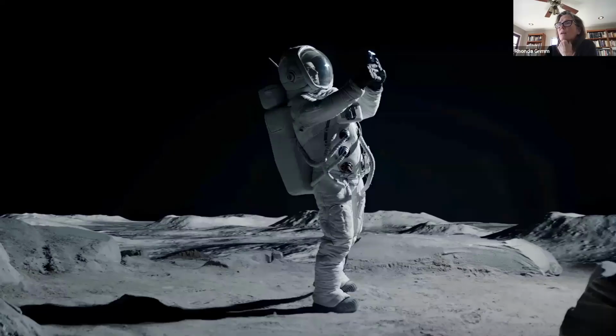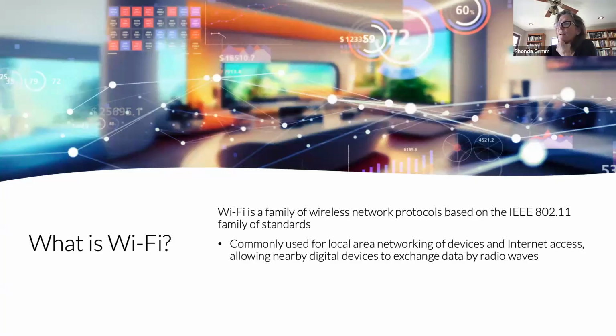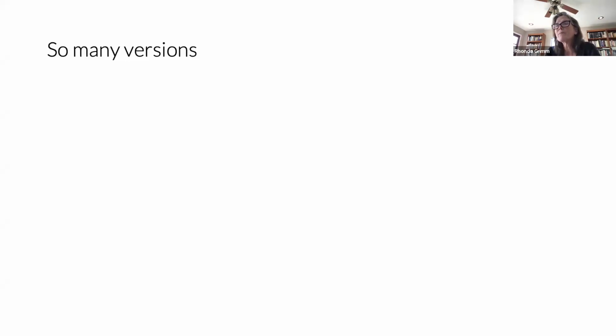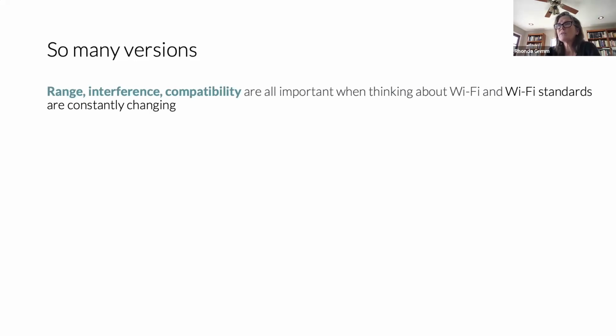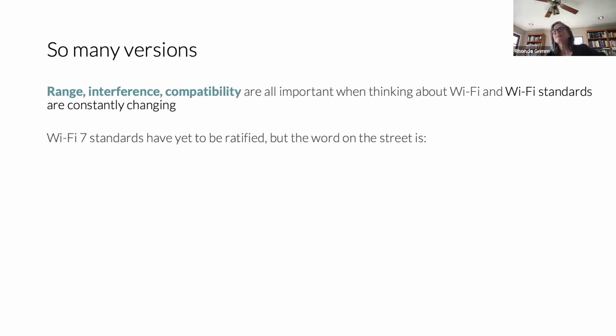Then we've got Wi-Fi. That's another component. Wi-Fi is based on the IEEE 802.11 family of standards, and it's basically allowing digital devices to exchange data via radio waves. And one thing about Wi-Fi, you've got a ton of different standards that are based on range, interference, compatibility with each other, and it seems like the Wi-Fi standards are constantly changing.